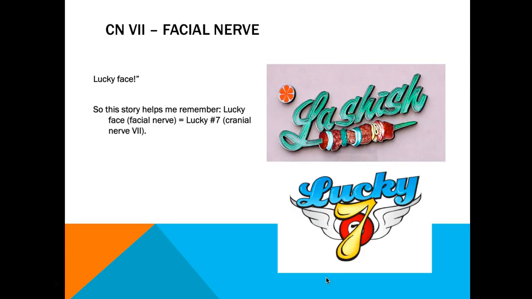So the way I remember this, cranial nerve number 7 being the facial nerve, is when I went to this Mediterranean restaurant that no longer exists in Michigan called Lashish, I was sitting with my friend, and the waiter comes over and he says, "How old are you?" And I say, "Oh, I'm 17. I'm feeling, like, oh, I'm about to graduate high school and go to college, feeling all mature."